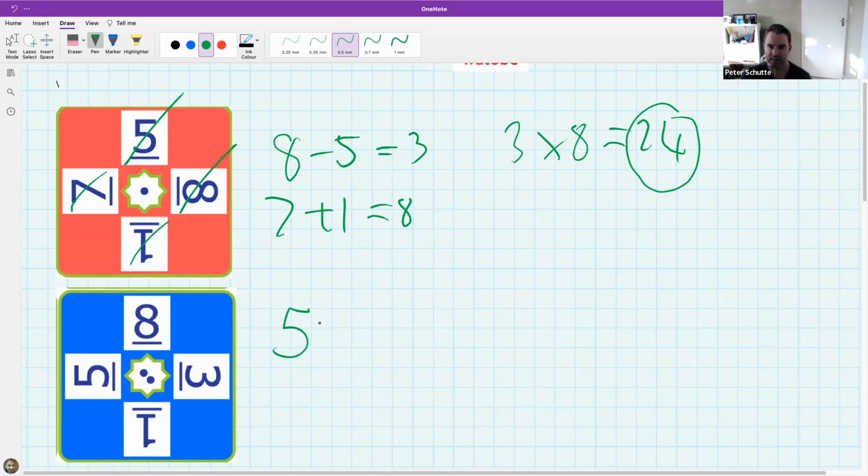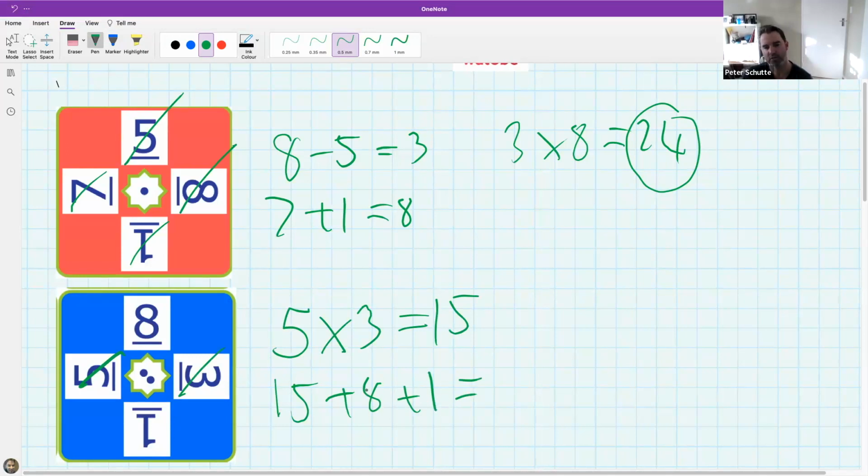So, Feliciwa has said 5 times 3 is 15. And Mbali and Zanele agree. They say, once you've got 15, you just add 8 and you add 1, and you get 23, and then plus 1 is 24. Because you've just added, basically you get the 9, and then you get that.